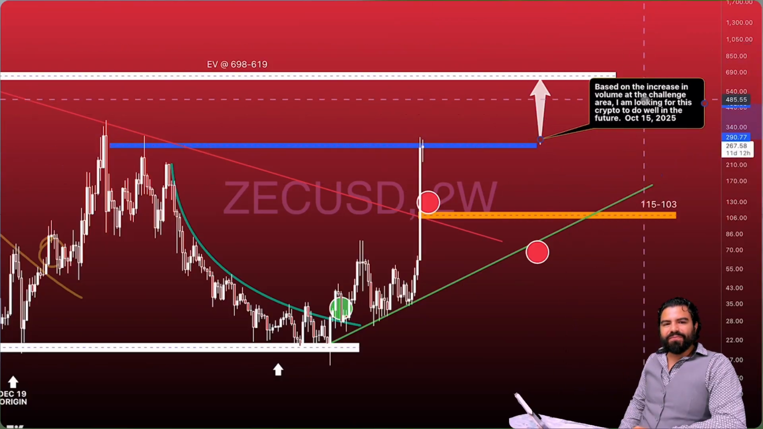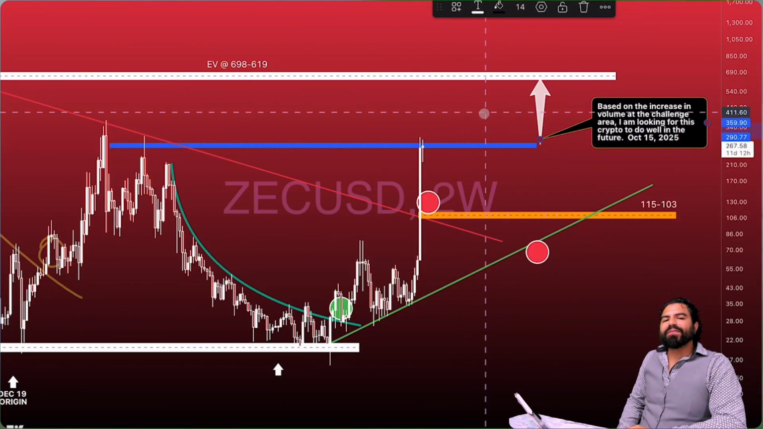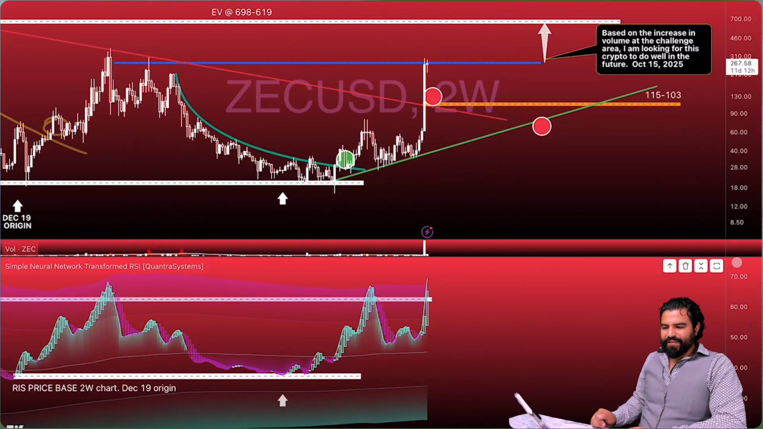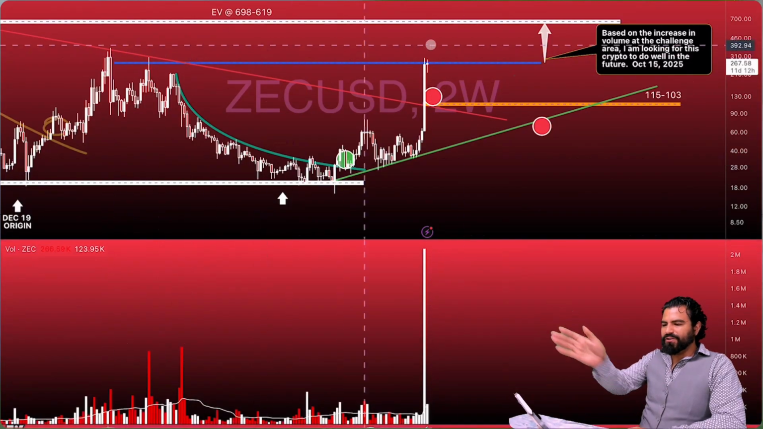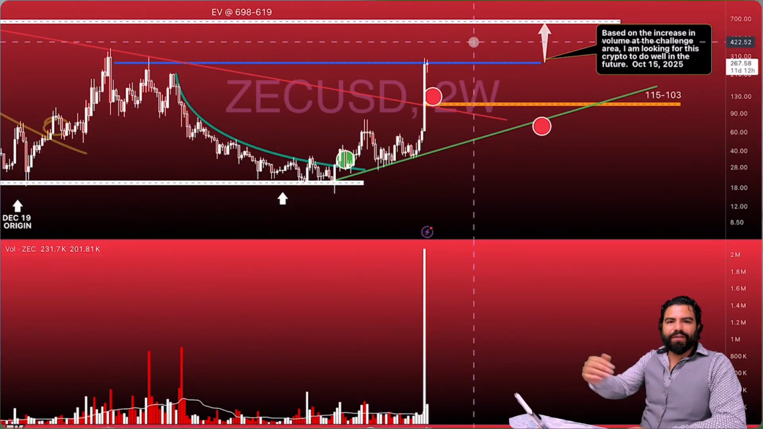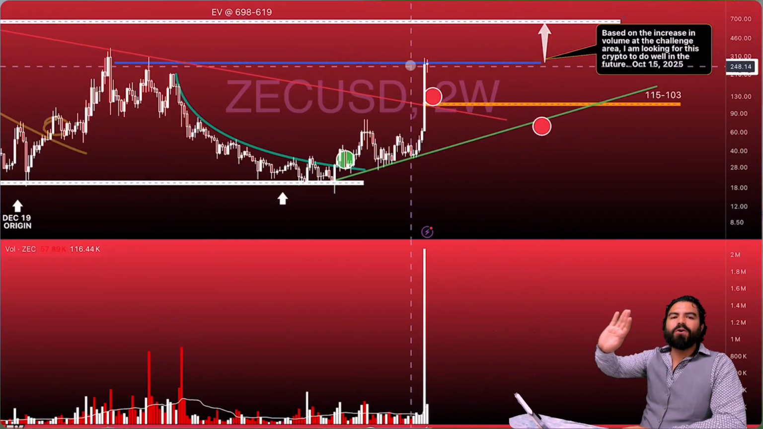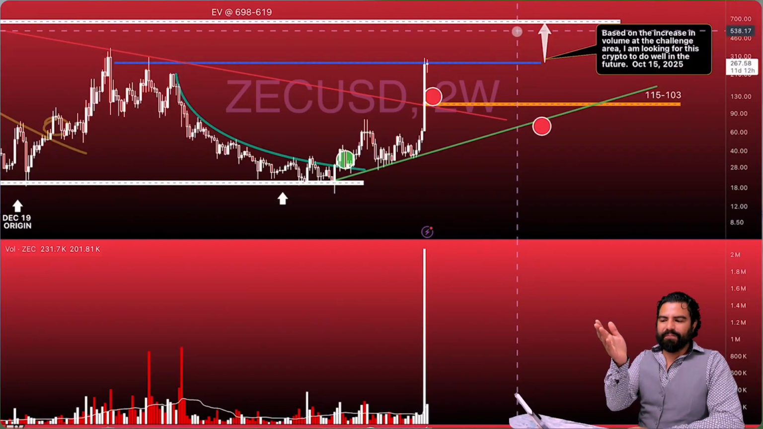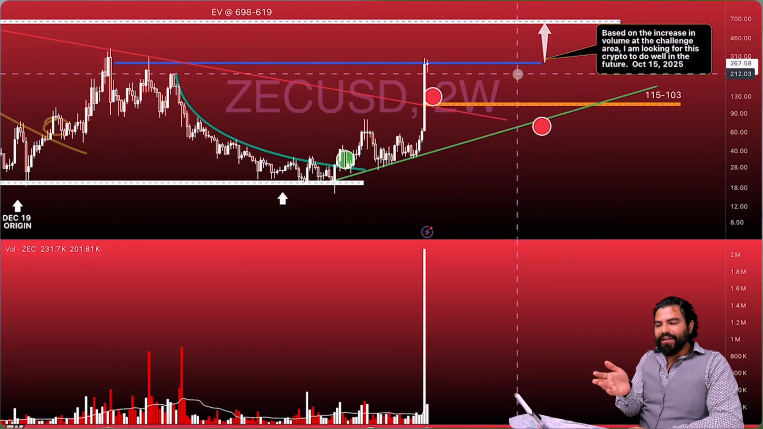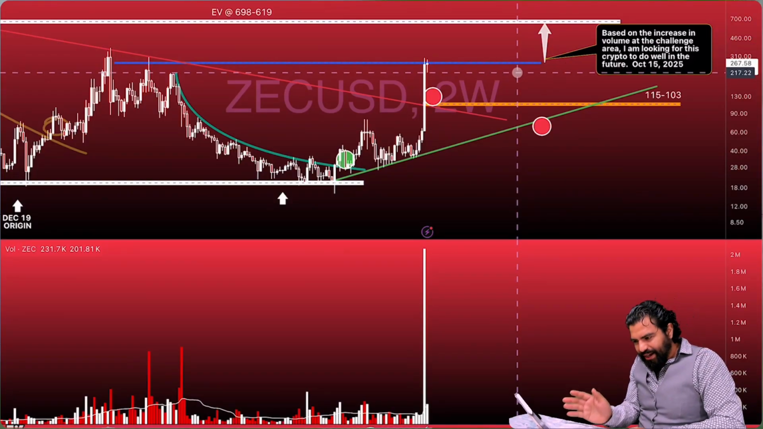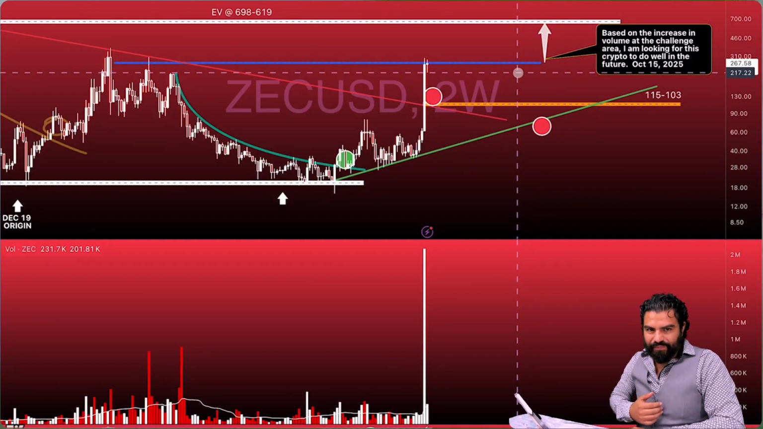Based on the volume, we know we're going higher because the volume has increased at the challenge areas 1, 2, and 3. So we know there's too much trading going on. We're probably going to see the line break to the top. Are we breaking to the top now? I don't think we're breaking to the top right now, in my opinion.